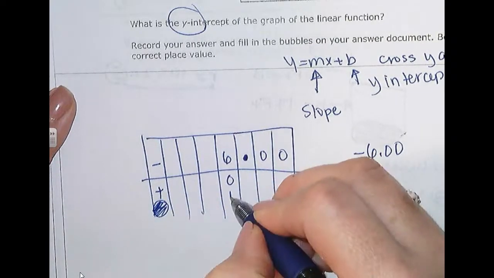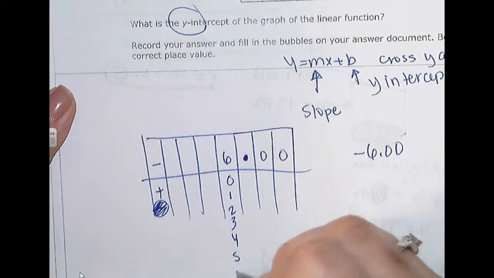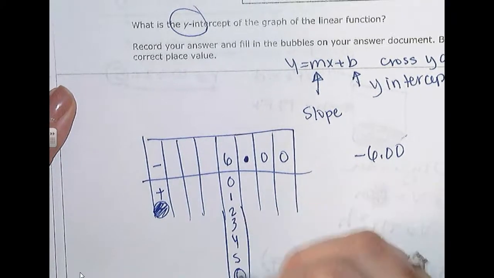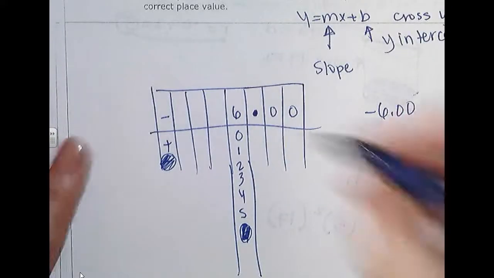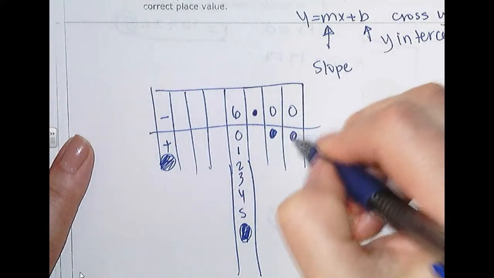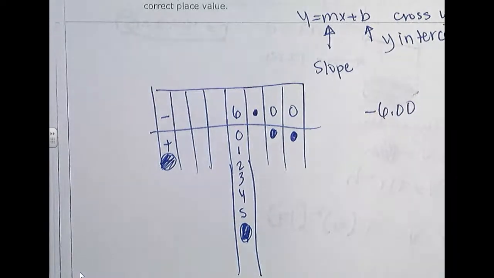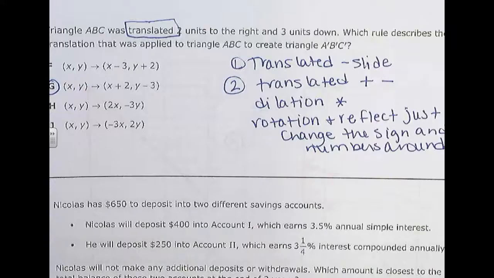0, 1, 2, 3, 4, 5, 6. You need to bubble in the 6. You do not have to bubble in those zeros. And if you're worried, bubble in the zeros. I don't care. Make it happy. Excellent. The end. Next. I'm on question 40.